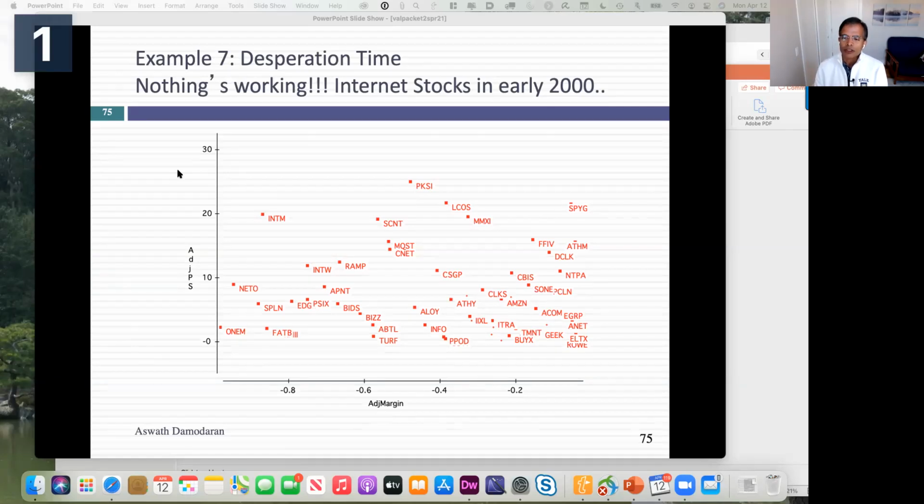I took the price to sales ratio of every dot-com company and I put them on a graph. Take a look at the scatter plot. What's the first thing that jumps out when you look at it? It's a shotgun blast, right? There's no pattern here. Everything seems to be all over the place. So when I looked at price to sales versus margins, which is supposed to be what drives the difference, there seems to be no relationship.